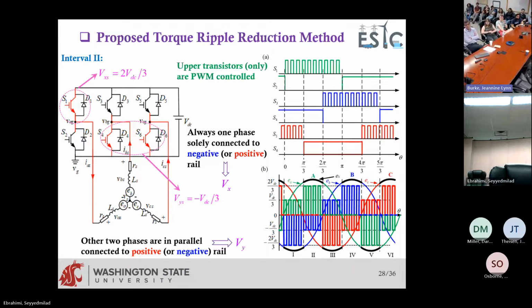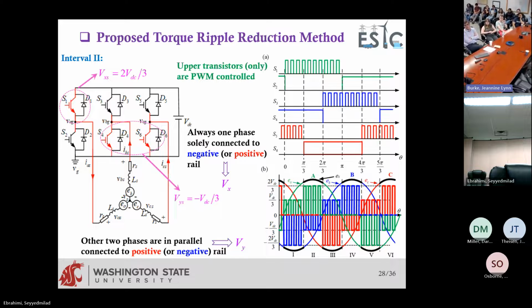In our proposed method, we apply PWM only to one of the switches. For example, the one at the top. You can also do the one at the bottom, but we only apply PWM to the one at the top. When the PWM is on, you'll have either 2 VDC divided by 3, or minus VDC over 3, or the other way, or any combination of the phases.